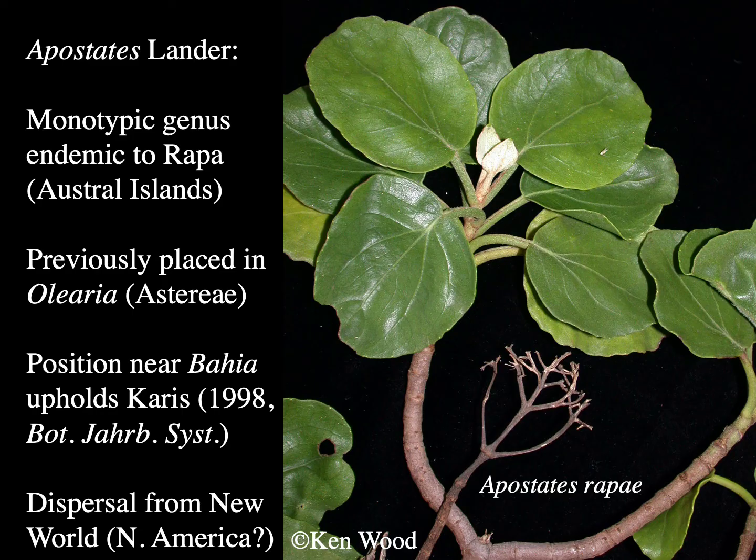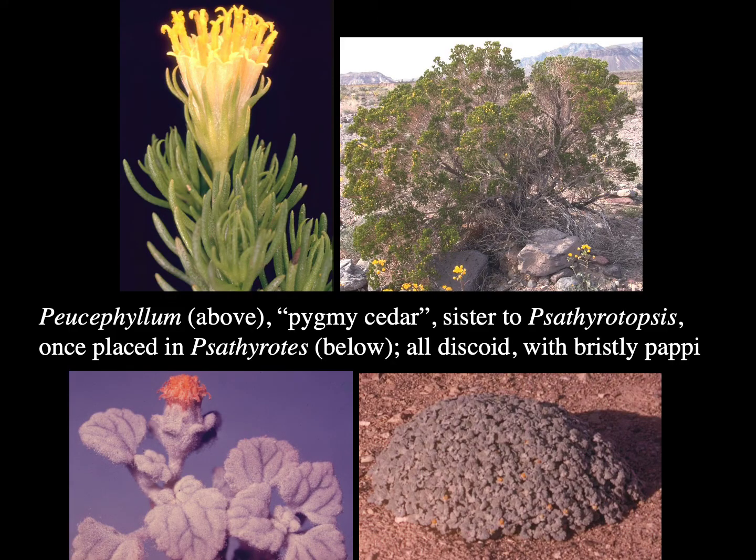This is a very bizarre member, Apostates, monotypic and endemic to Rapa in the Austral Islands of French Polynesia, previously placed in the Aster tribe, Astereae. But the results of phylogenetic study show that it's actually nested within this clade of the Bahieae, and is clearly an example of long-distance dispersal of intercontinental magnitude from North America, and it certainly does reconstruct as North American now. This is one of several examples of long-distance dispersal to islands within the Helenieae alliance.